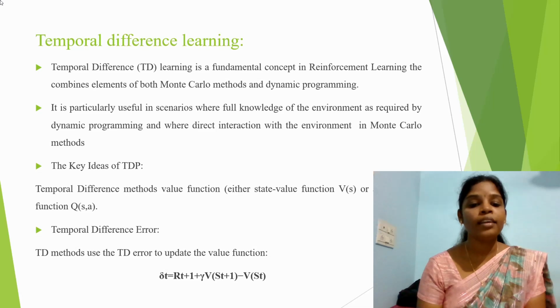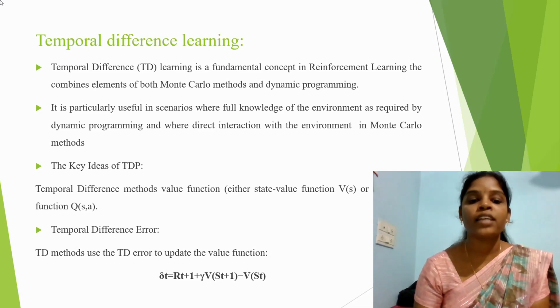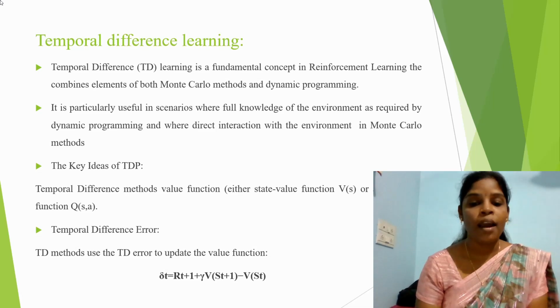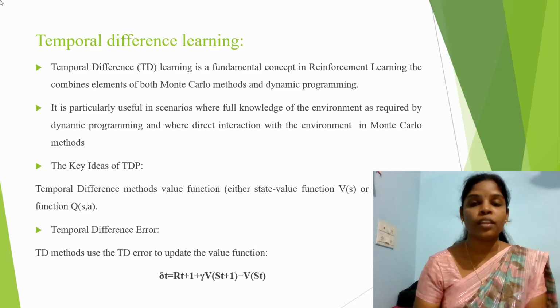Delta t equals R t plus 1 plus gamma V of S t plus 1 minus V of S t. Here R is the reward at time t plus 1, and V is the value function. S is the state; V of S t plus 1 is the value of the next state, minus the value function of the current state. This is temporal difference learning, which merges Monte-Carlo methods and dynamic programming.